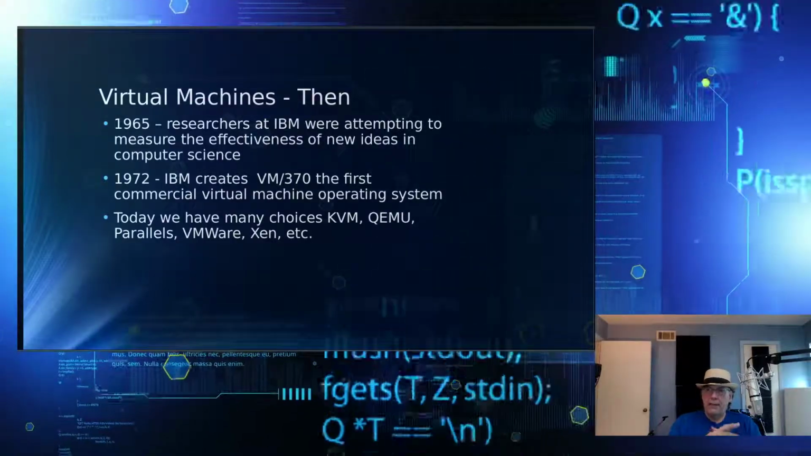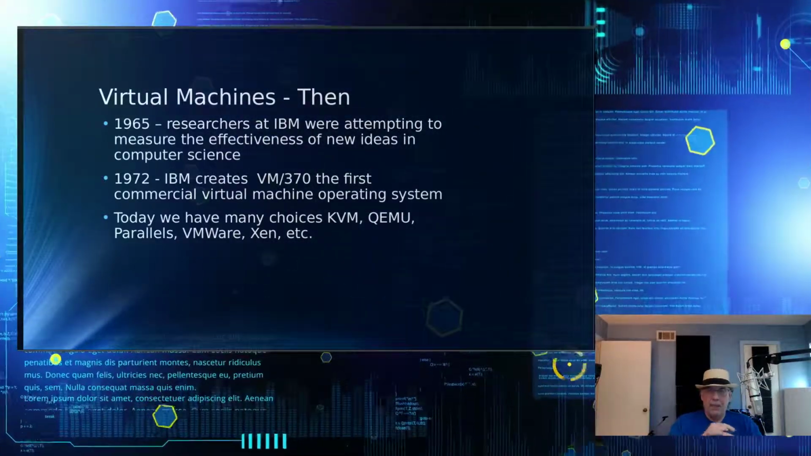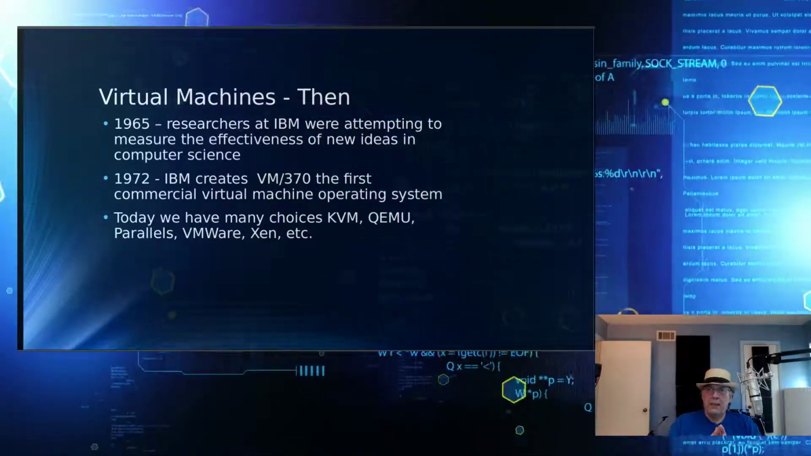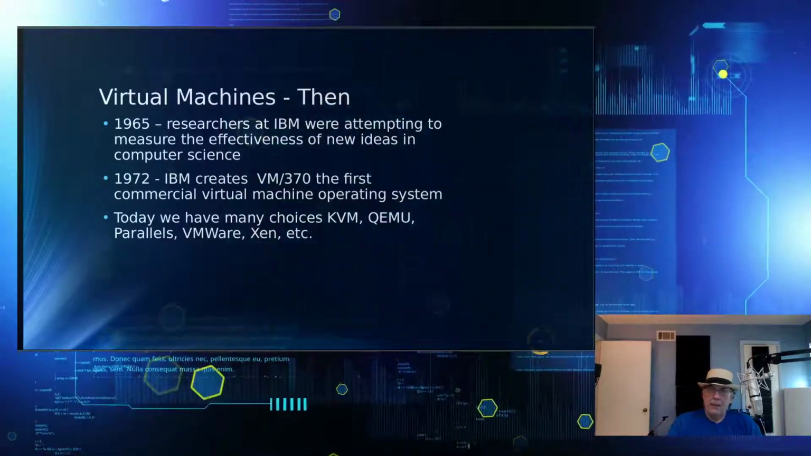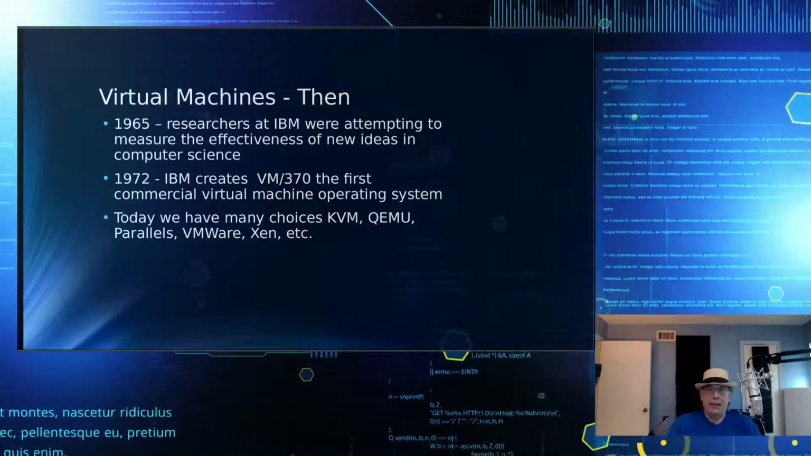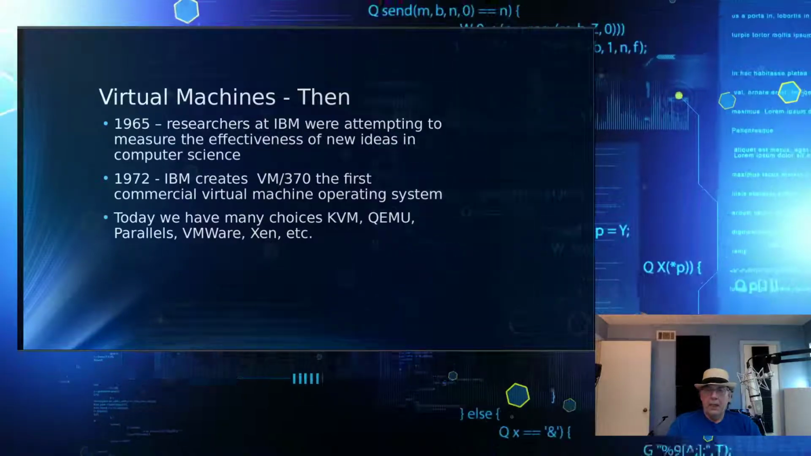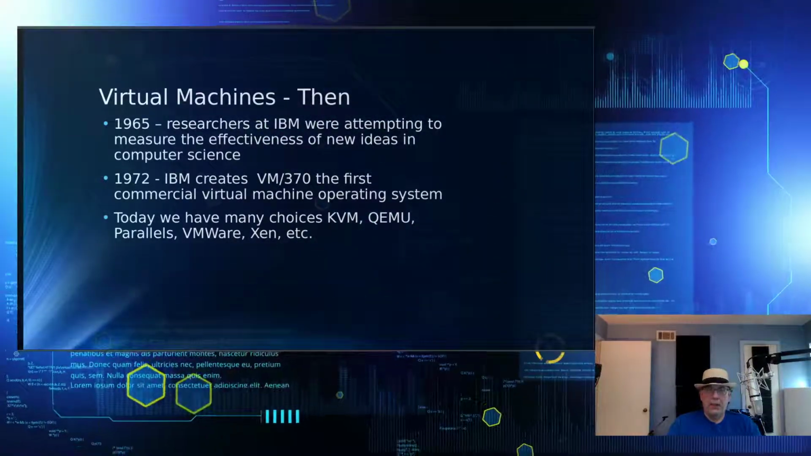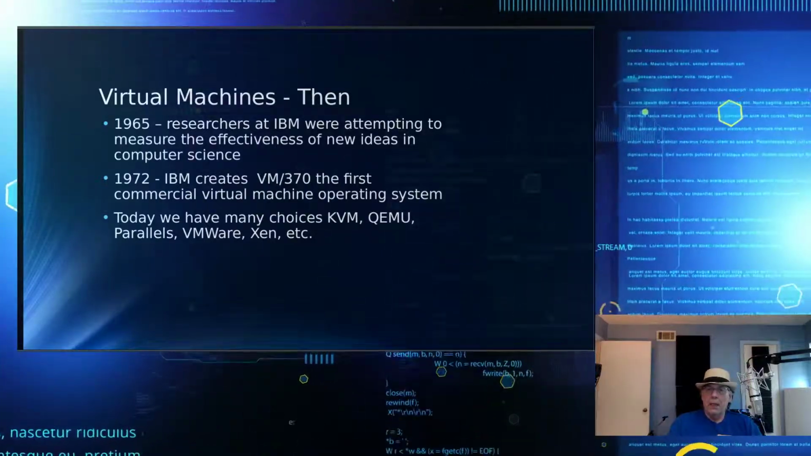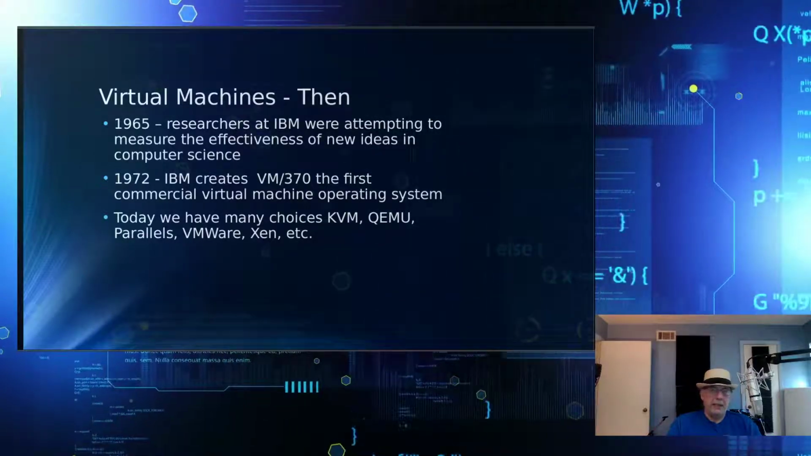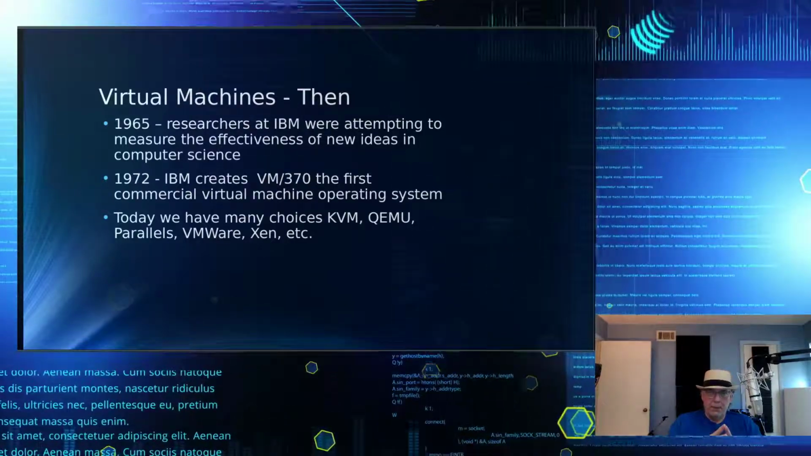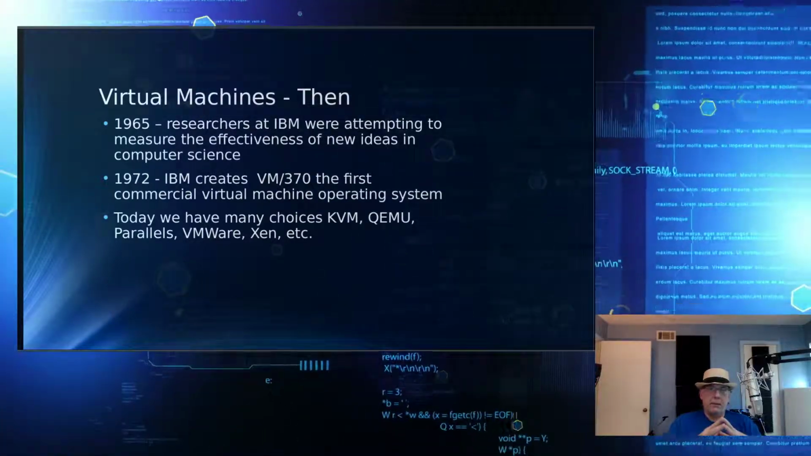In 1965, so virtual machines have been around a long time, IBM was attempting to measure the effectiveness of some new ideas in computer science, and they simply needed a way to roll back to the old version of the machine before they applied those changes to see what differences a particular new idea made. And so they created a concept of virtual machines, which allowed them to roll back easily, put on their changes, and roll it forward. That resulted in a commercial product, released in 1972, VM 370. That was the first commercial virtual machine operating system.